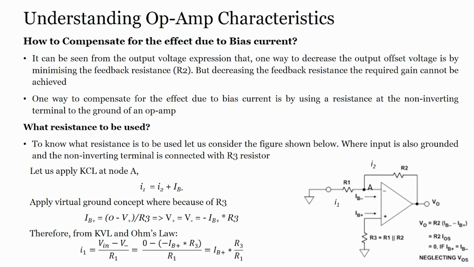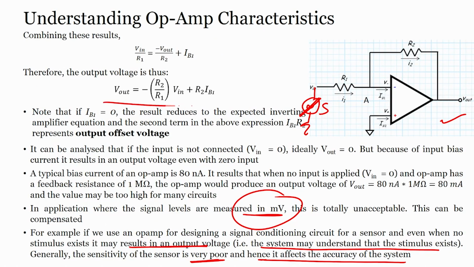It can be seen from the output voltage expression that one way to decrease the output offset voltage is by minimizing the feedback resistor R2, but by decreasing R2, the required gain cannot be achieved. Why? What is the formula? If you see, the formula was Vout equals minus R2 by R1 Vin plus R2 into IB1.